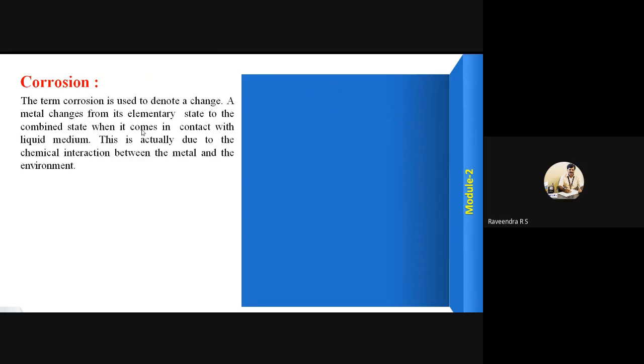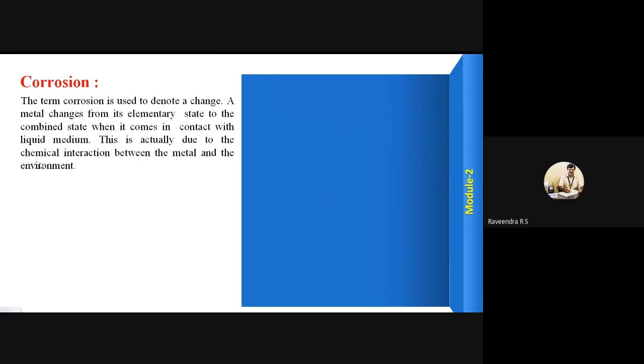A metal changes from its elementary state to the combined state when it comes in contact with the liquid medium. That means here, whenever the metal, a transition metal, comes in contact with the liquid medium, in the presence of air, there will be changes in its physical property. That is, the metal in the elementary state is going to form the combined state. For example, iron metal gets combined to form iron oxide. That is called the change here. The elementary state of iron gets changed to combined state of iron oxide. That is called a change, and that change is nothing but the corrosion.